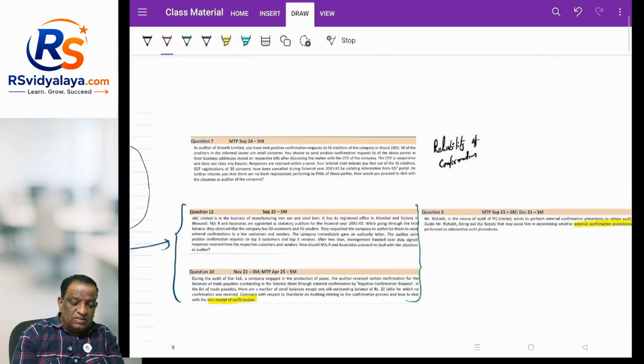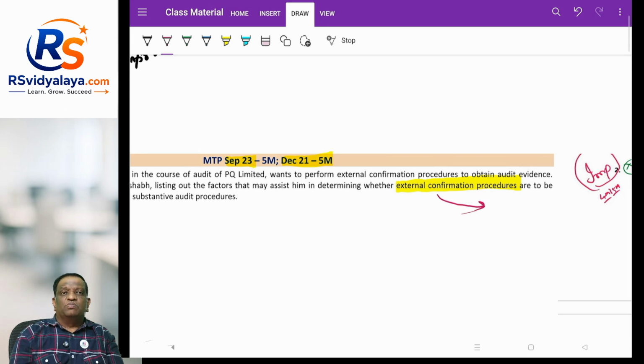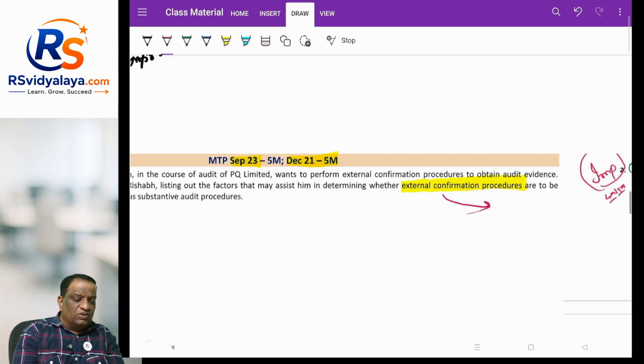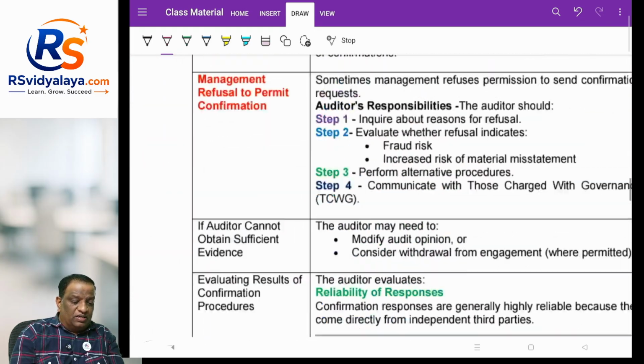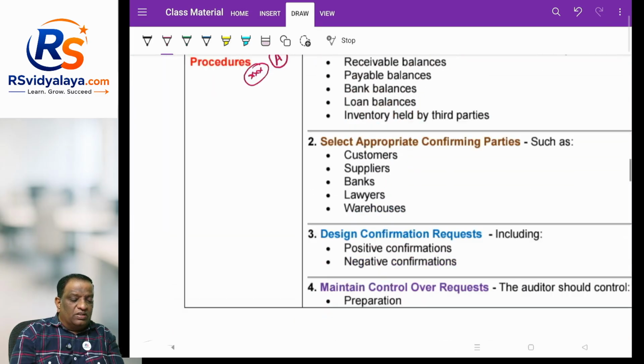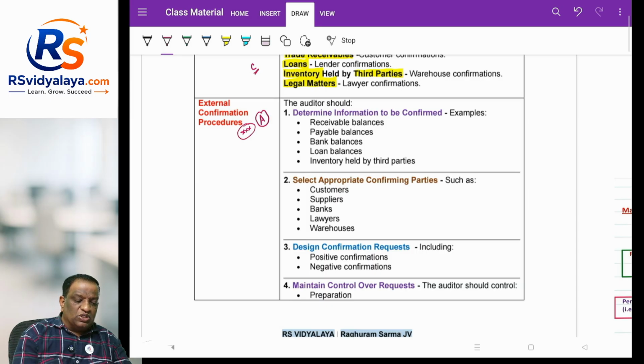just a second, see here. This question is being asked for 5 marks. And even in 23 and all this, the question is simple: what are the external confirmation procedures? So, it is a direct question. Therefore, you have to give importance to it. Then it is simple. What are the procedures? What matters are to be considered while the auditor is performing these external confirmation procedures?